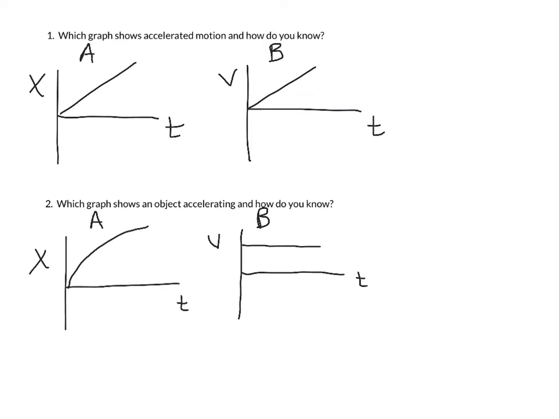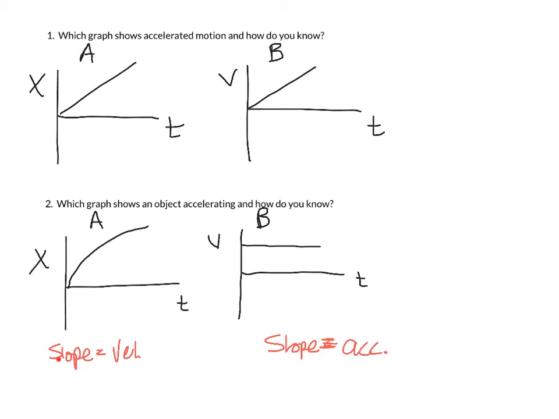Maybe I should write this out. Now again, you have to pay attention to what kind of graph you're looking at. On this graph, the slope is velocity. On the VT graph, the slope is acceleration. Okay?